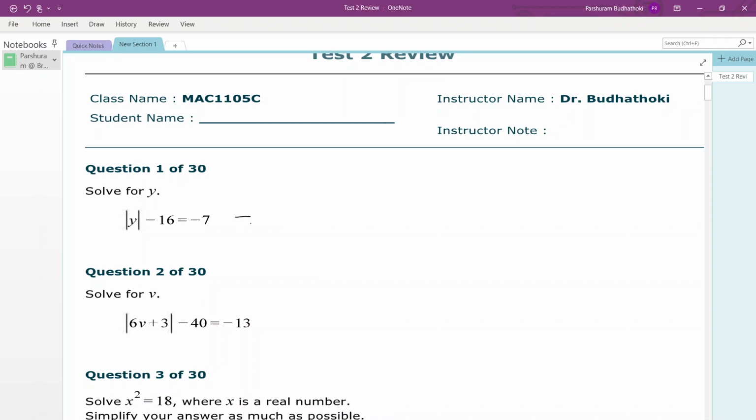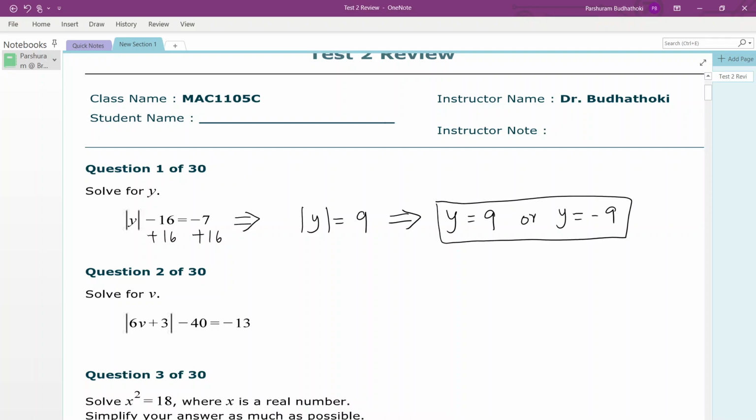Because we would like to solve for y, we have to isolate y on the left side and bring this 16 to the right side. So I'm going to just add 16 to both sides. That gives me absolute value of y equals 16 minus 7, which is 9. Using the absolute value property, we can say that either y equals positive 9 or y equals negative 9. These are the two solutions for this absolute value equation.